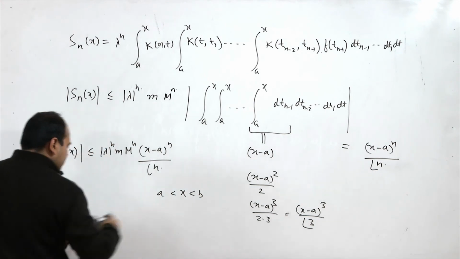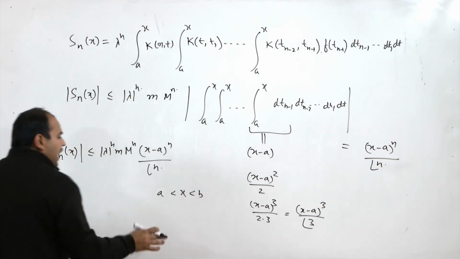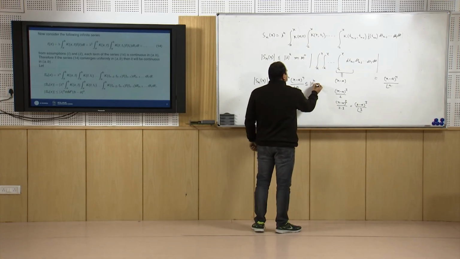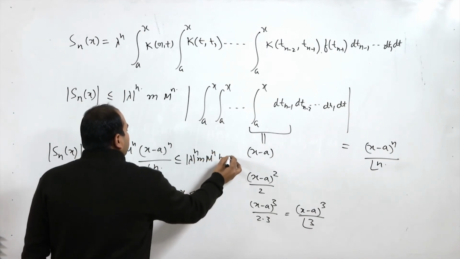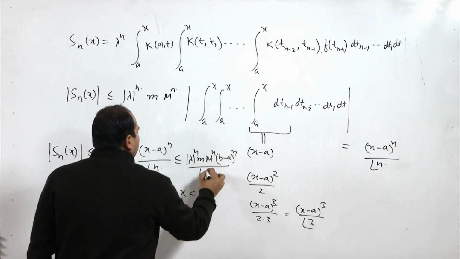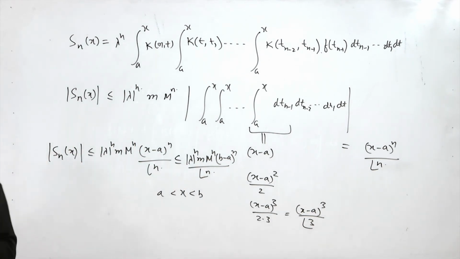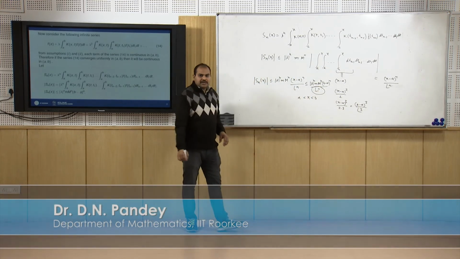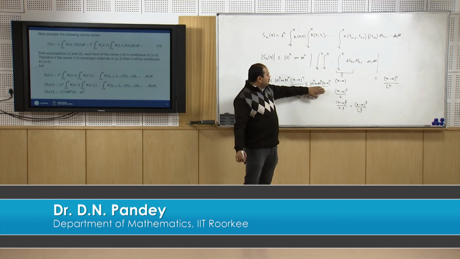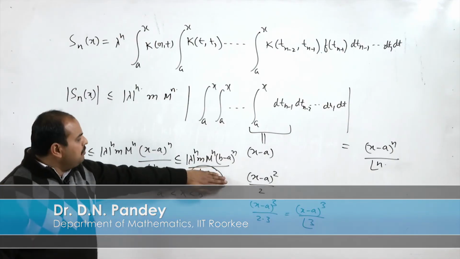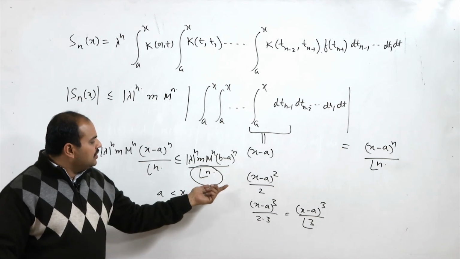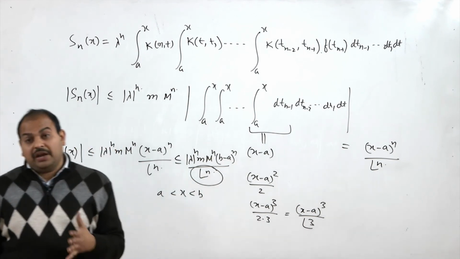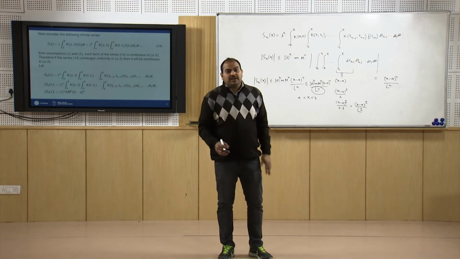I can include the endpoint also. Then I can say that this is further bounded by modulus of lambda to power n, small m, capital N, and b minus a to power n upon factorial n. If you remember, the only difference here is this denominator, that is factorial n. In the Fredholm integral equation we have only this part, but in the Volterra integral equation, because the upper limit is variable, we have this factor coming out, that is factorial n, and this factorial n goes very, very fast to infinity as n tends to infinity.